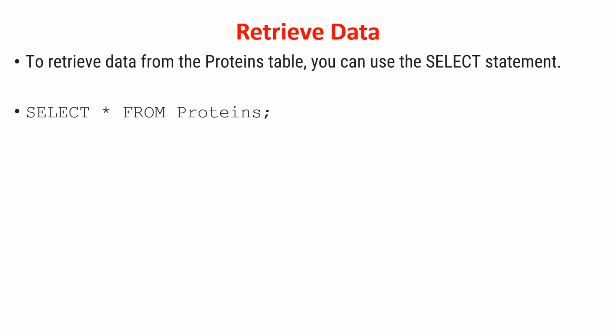We can also retrieve data. To retrieve data from the proteins table, you can use the select statement. So if you want to retrieve data from the proteins table, just type SELECT asterisk FROM, then the name of the table, that is proteins, and end with a semicolon.